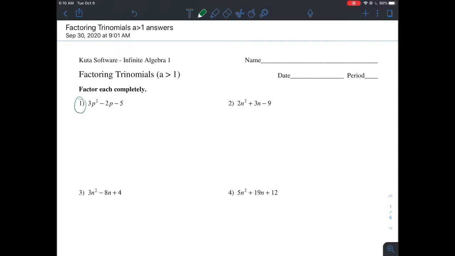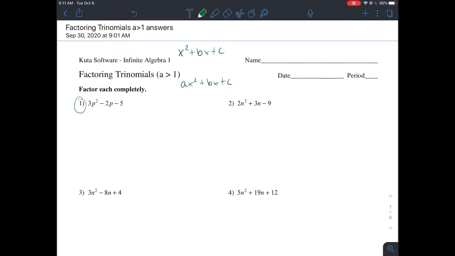Alright, so today we are going to learn how to factor trinomials where that a value is bigger than 1. And what do they mean by that a value? So trinomials are expressions with 3 terms, and they're in the form ax squared plus bx plus c. So far we've learned how to factor things that are like this, where the a is equal to 1.